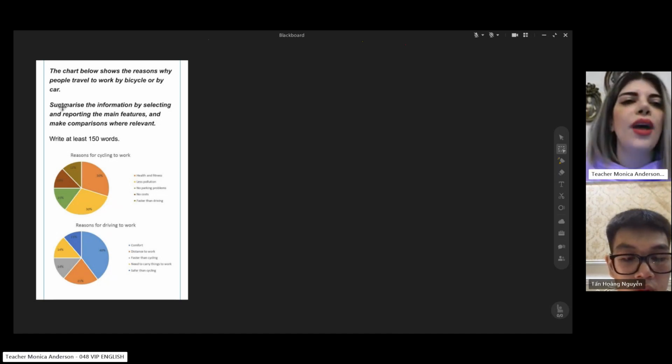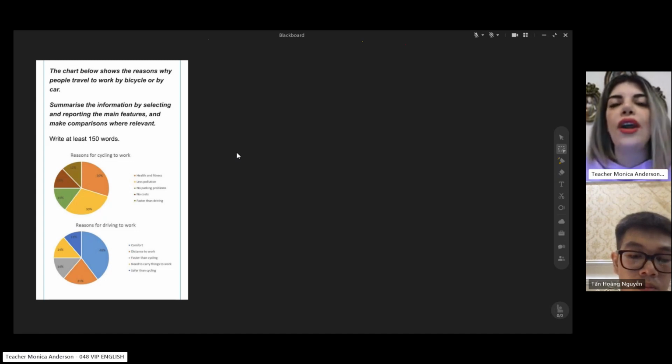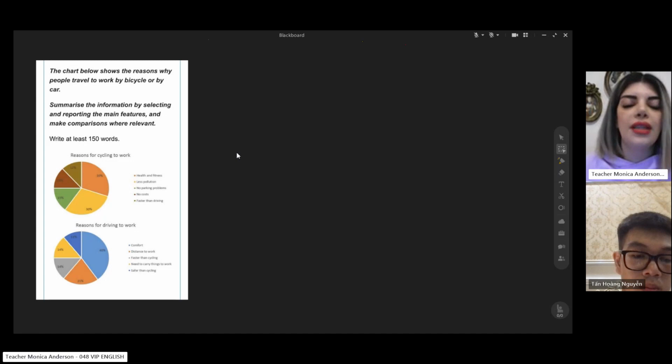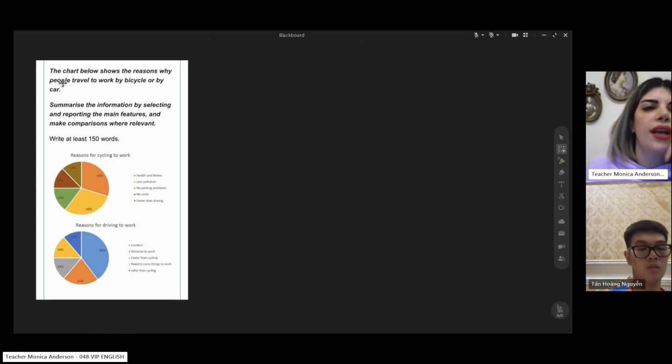So how to write, for example, this pie chart, as you can see. Something that you need to pay attention to about pie charts is different sections. When it comes to pie charts, we talk about sections. So how can we write? Okay, let's check this one.